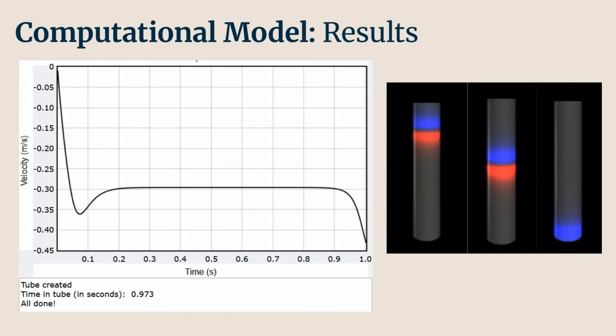So here are the results. We get the plot of velocity versus time, and we can see that velocity initially rapidly increases in magnitude, but then it plateaus in the middle, and then towards the end, it starts increasing in magnitude again. And from the computational model, we see that the time of the tube is less than what was found in our observations in the experiment. In the computational model, it was 0.973 seconds.